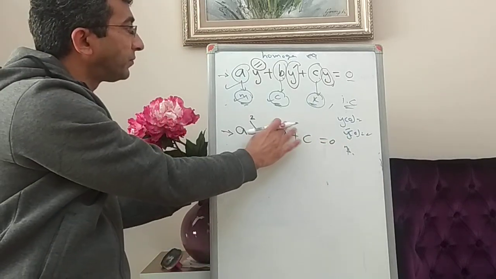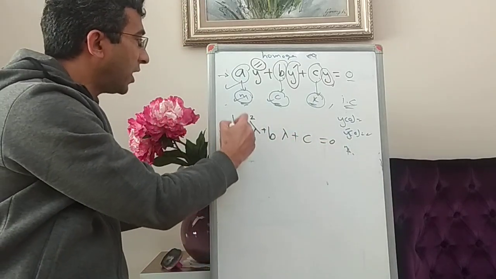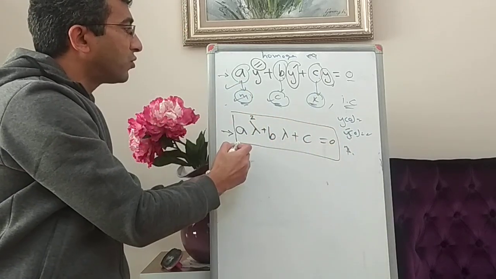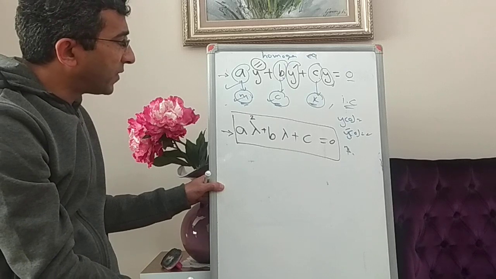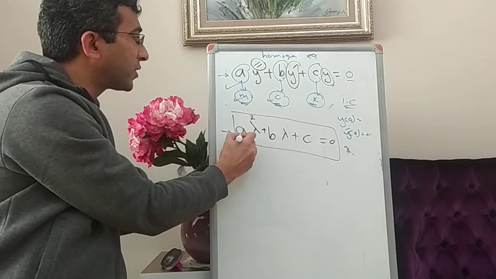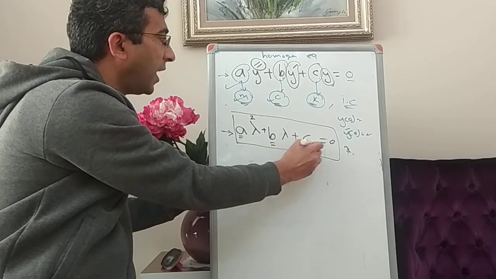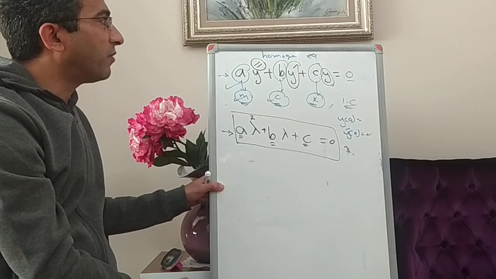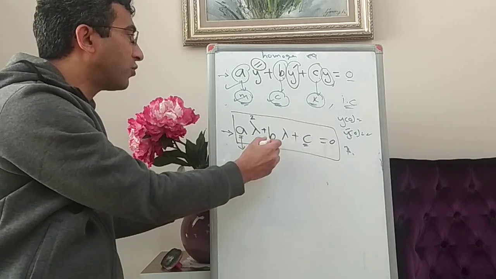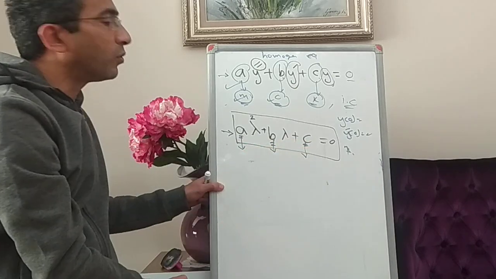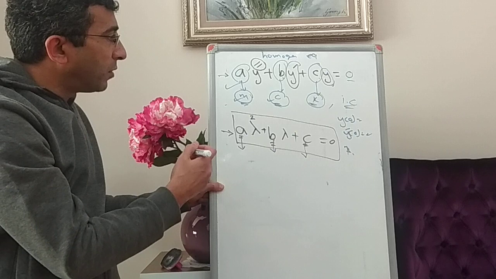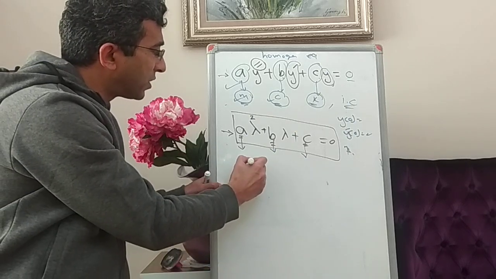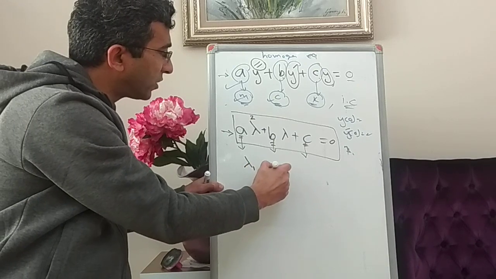So I change my differential equation to a quadratic equation in lambda, with the coefficients A, B, and C. We call this the characteristic equation of the system, because if you change these characteristics, the solution will change. Because this is a quadratic equation, you will find the roots, lambda 1 and lambda 2. It has 2 roots.